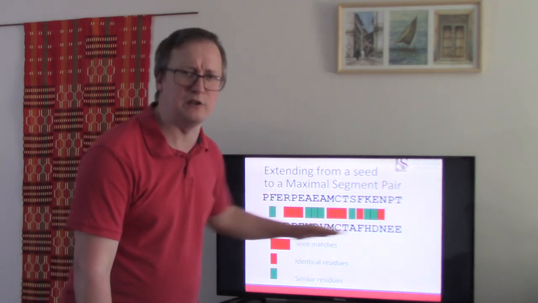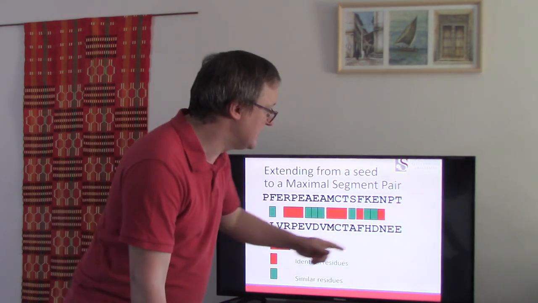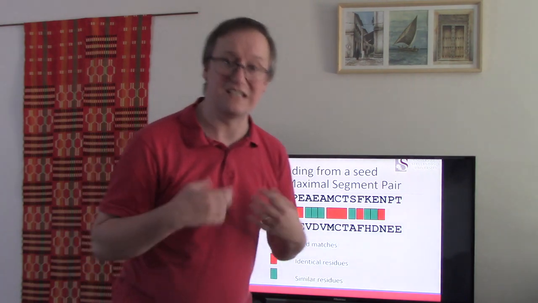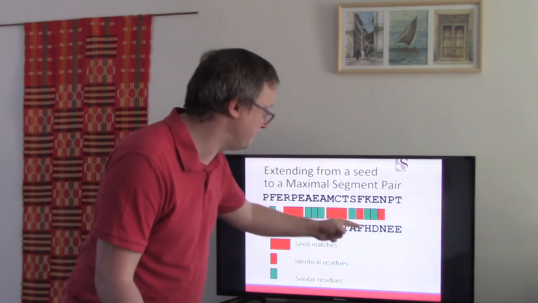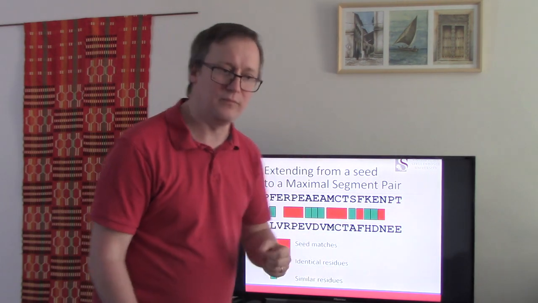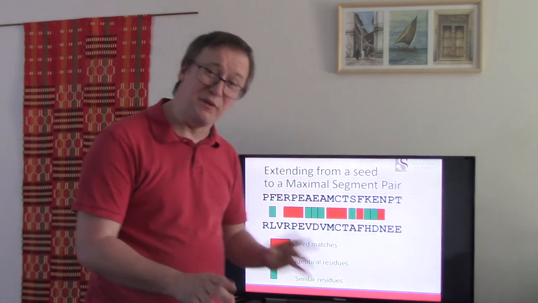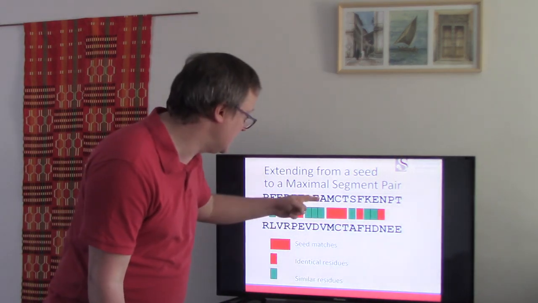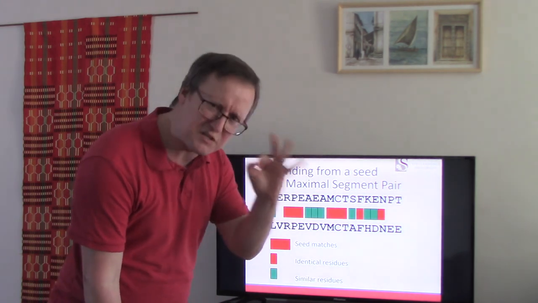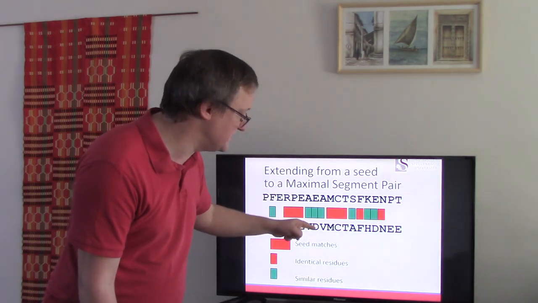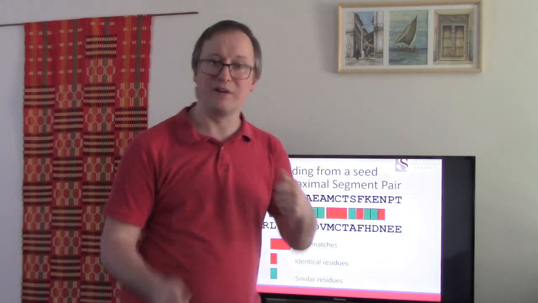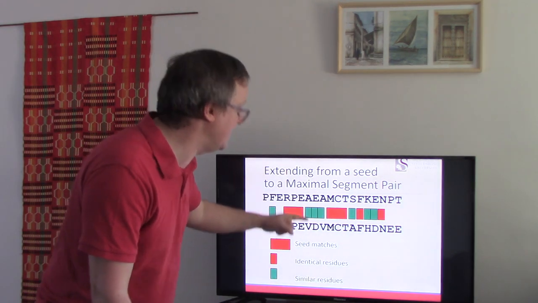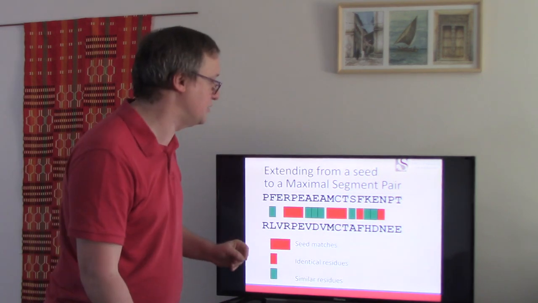But what about these other letters? Can we extend into those? Some of them are identical. We see that N versus N is identical. We see that F versus F, that's identical. We also see that some of these letter pairs have positive scores in the BLOSUM matrix. A versus V, that's pretty good. E versus D, well, that's glutamic versus aspartic acid. They're very similar. That's a positive score. A versus V, we already said, was a good thing.